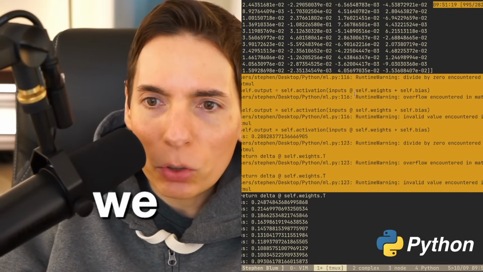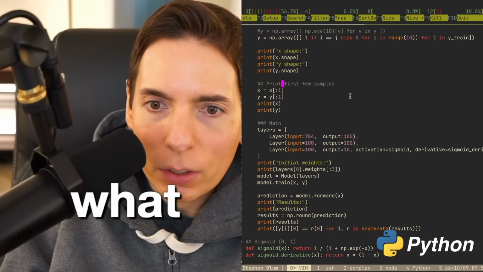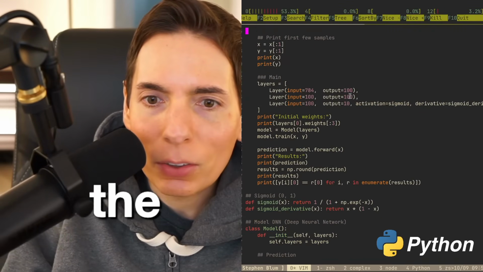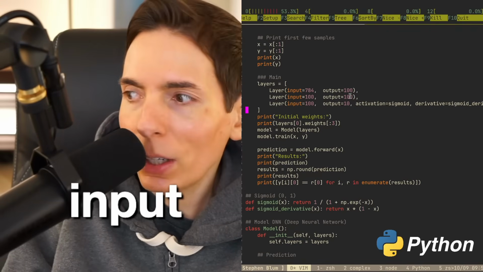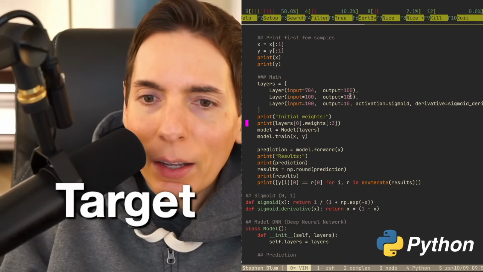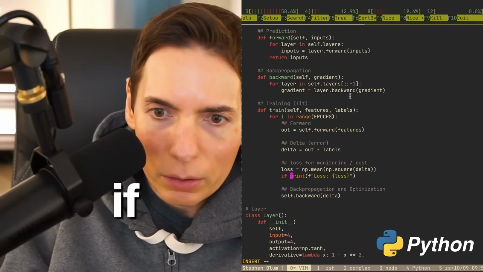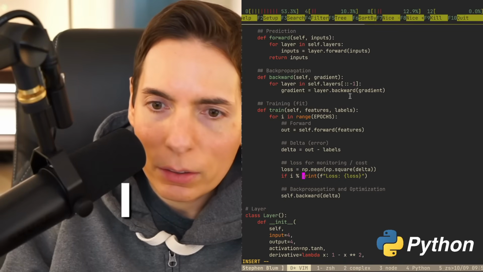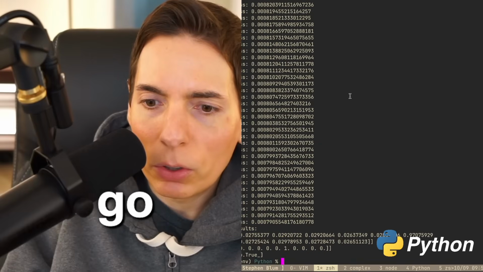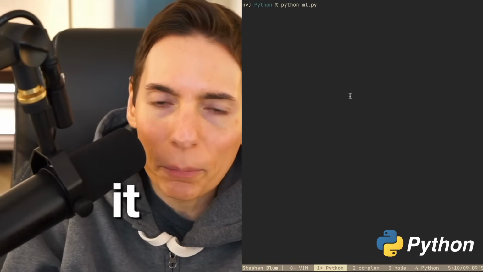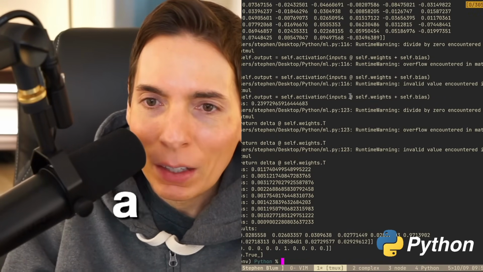We have these initial weights, and this could be a problem here. But let's go over here real quick. I need to reduce the output so that we can target our input. And where is our learning at? Okay, so print loss. If I mod 100 equals 0, there we go. That way we reduce that output and it makes it a little bit cleaner. See, now we can see. That's a lot better.